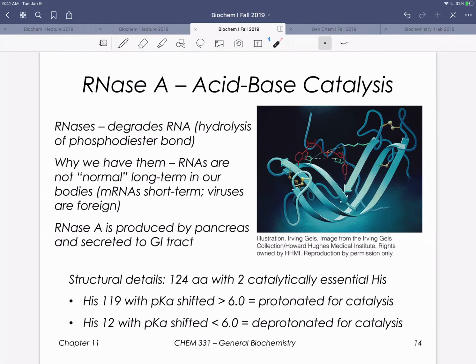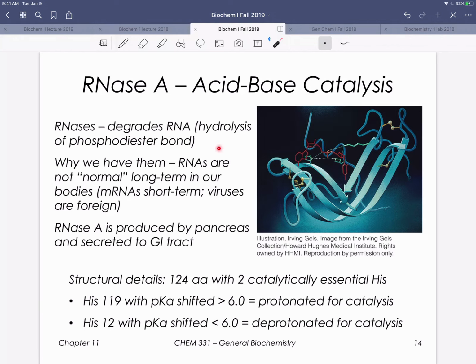Okay. The theme that we're going to do to tackle all 4 of these reactions is we're going to talk a little bit in the beginning about what this enzyme looks like, where we find it, what it does, why we have it, a little bit about some structural details. I'll let you know if there's numbers that are important for you to know. But RNases are enzymes that, like their name implies, degrade RNA. They hydrolyze that phosphodiester bond.